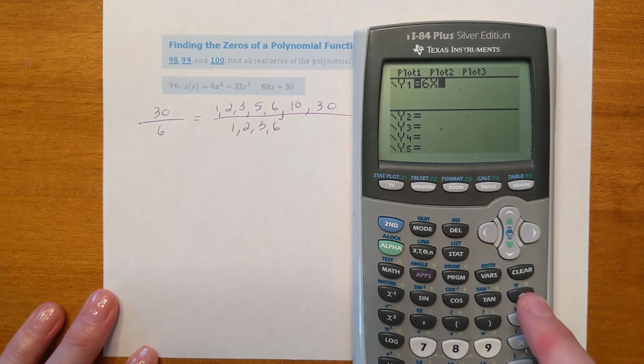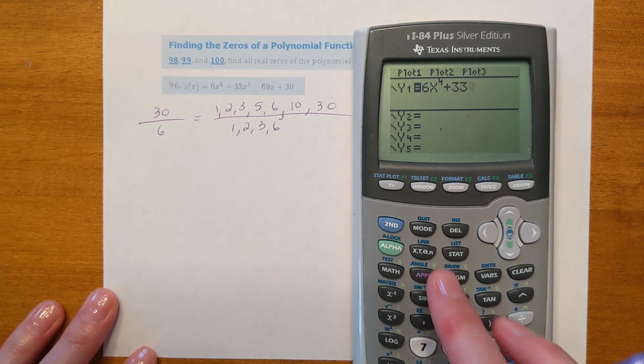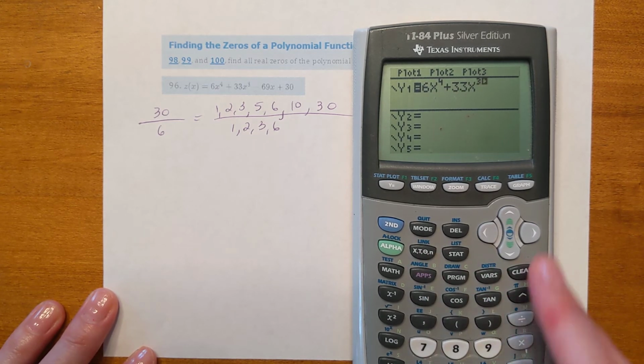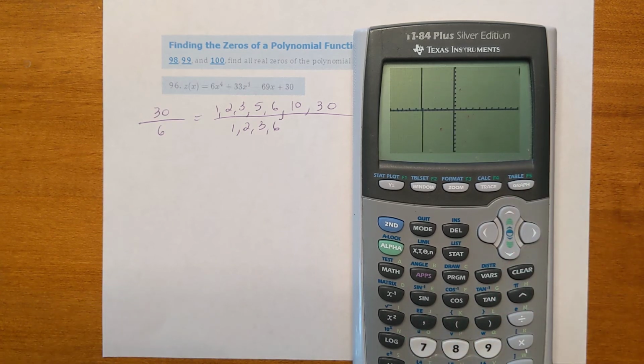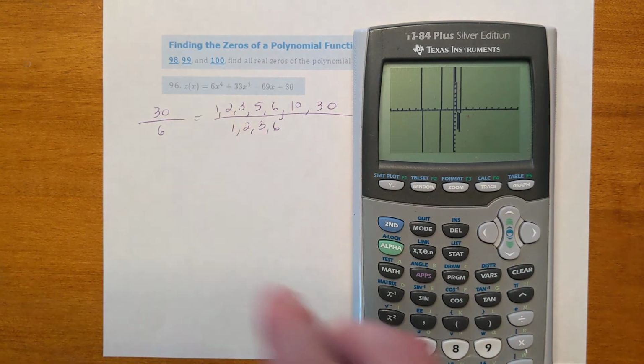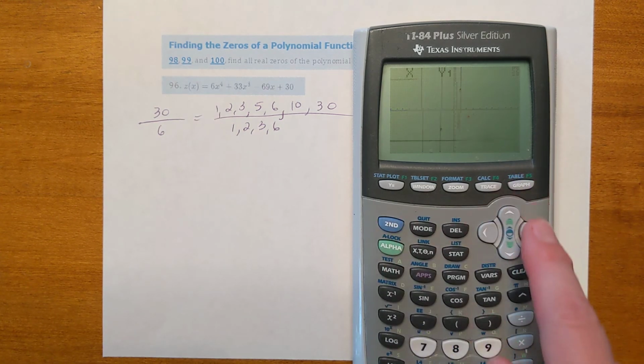You've got 6x to the 4th plus 33x to the 3rd, and then minus 69x plus 30. And this is going to show us a couple zeros. So again, it can have up to 4 answers on it. So let's see if any of them just show up in the table.